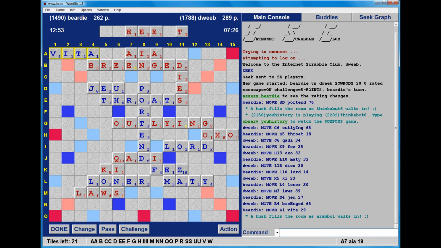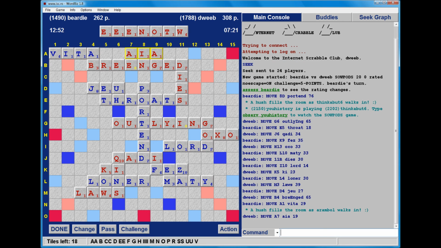of vowels, but I can't see anywhere. Great, I haven't drawn another E. 4 E's would have been a bit of a pain. I'm 40 points ahead.